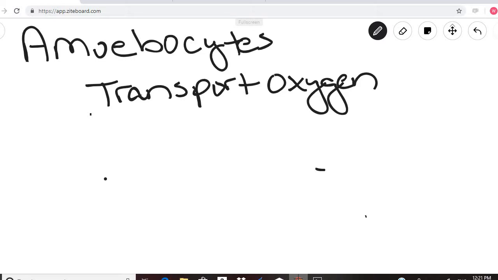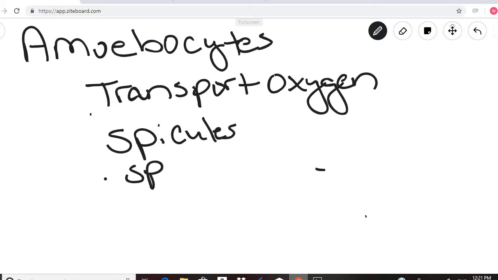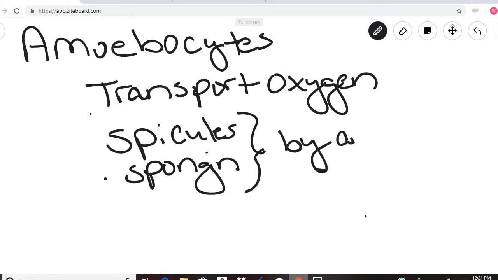And as we already said, they also make the spicules and spongin. So the amoebocytes, the functional cell of a sponge, do a lot of things that are important for the functioning of the sponge.